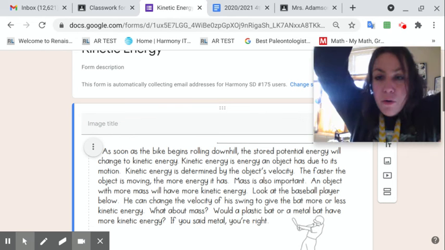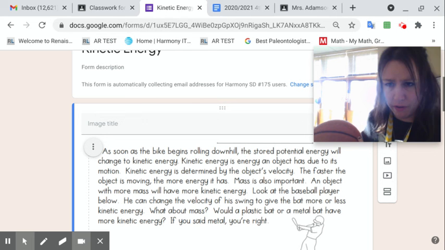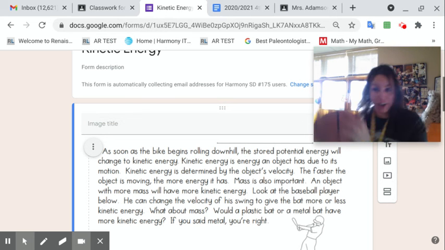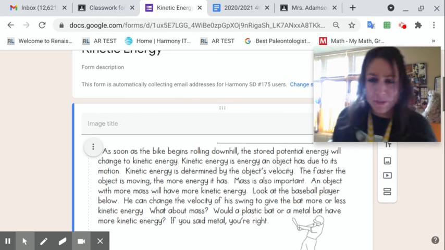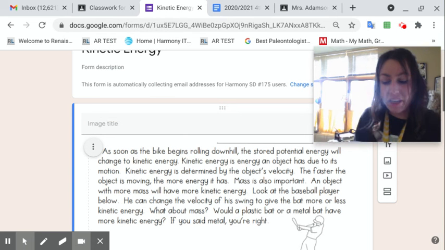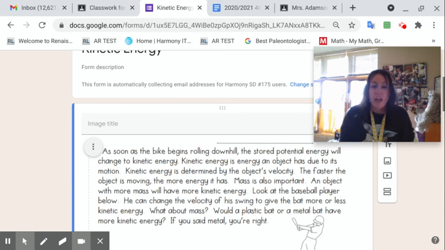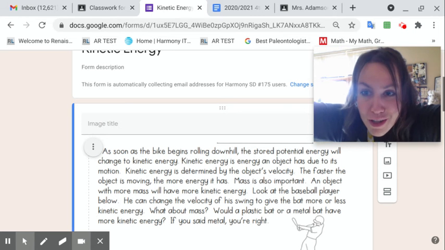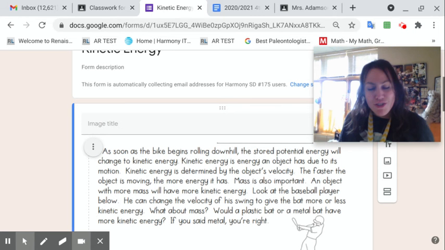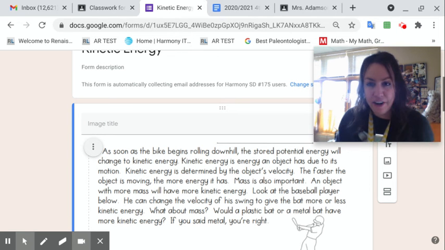Now, what happens when that basketball leaves my hand? Whether I shoot it in the hoop, whether I spin it around, whether I toss it to a friend, what happens to that potential energy? Well, that potential energy gets transferred from stored potential energy into energy in motion. Energy in motion is called kinetic energy. So let's say that kinetic energy.